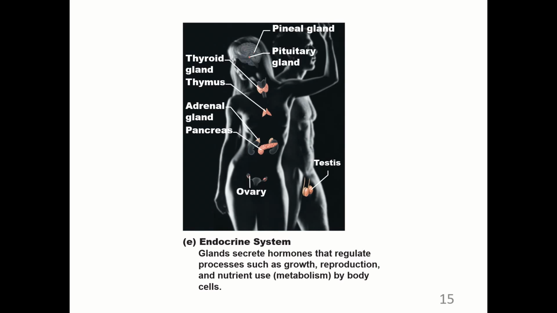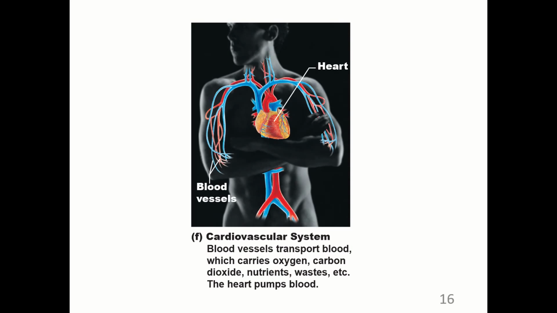Glands of the endocrine system include the pineal gland, the pituitary gland, the thyroid gland, thymus, adrenal gland, pancreas, and the gonads, which are the ovaries and the testes. The cardiovascular system includes the heart and the blood vessels. The blood vessels transport blood, which carries oxygen, carbon dioxide, nutrients, wastes, and other substances through the body. And the heart pumps blood.